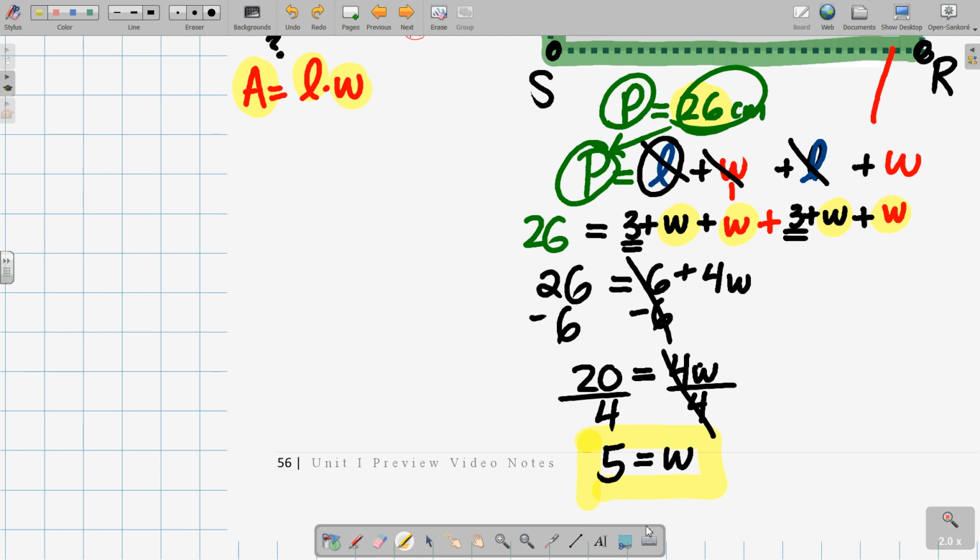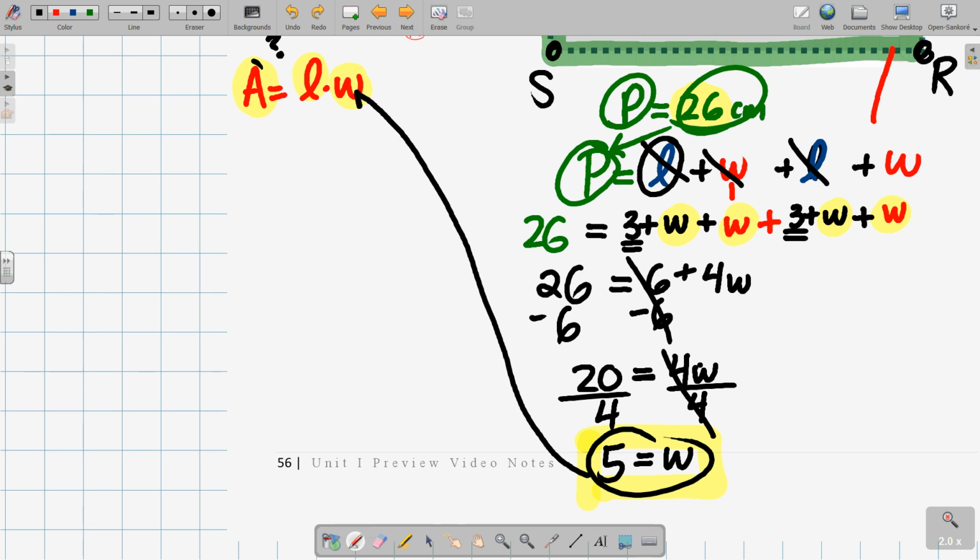Never stop with a single variable. Always keep in mind what we're trying to find. We're trying to find the area, which requires the length and the width. Right now, we just found the width, so we're going to draw an arrow, plug it in there. I'm going to put a 5 there.